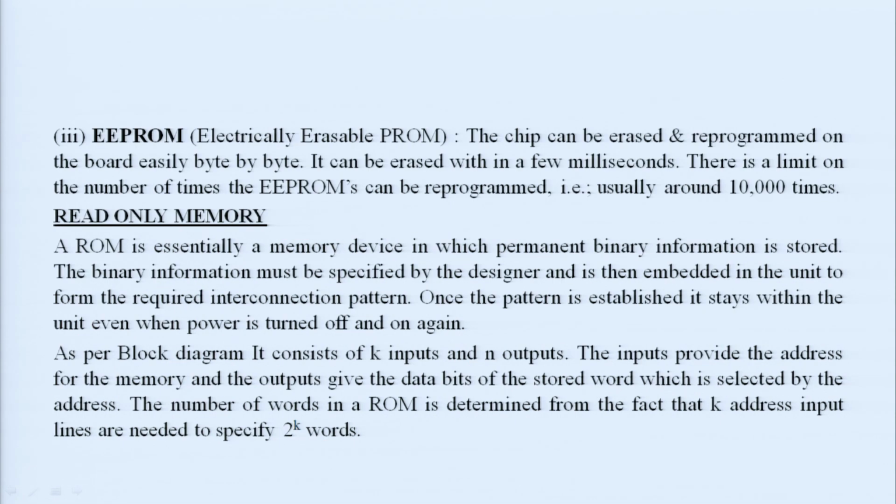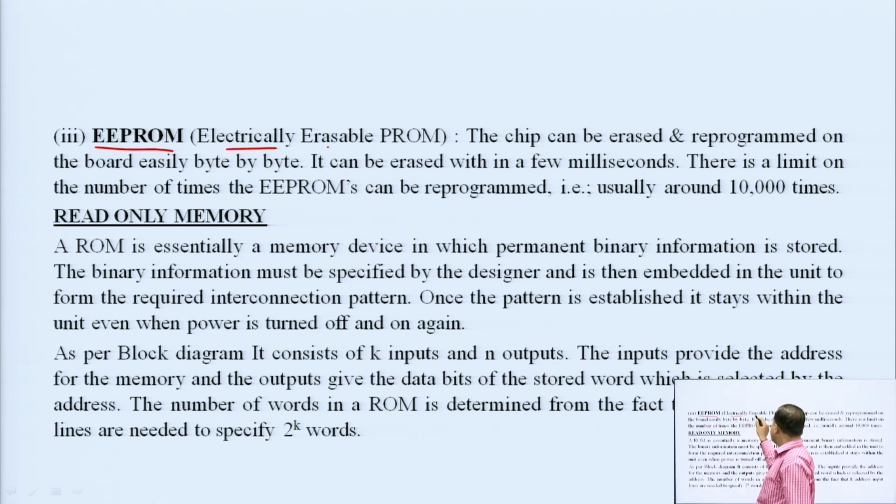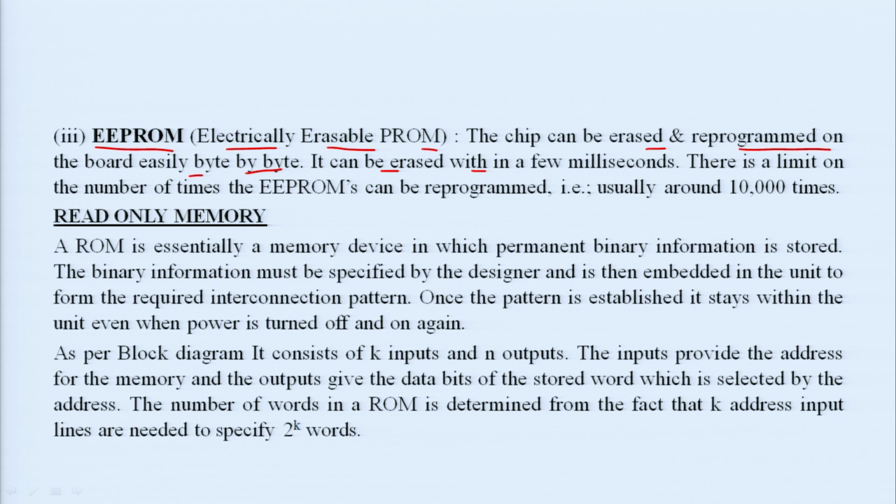Next, EEPROM, electrically erasable PROM. This is the third type of ROM, that is EEPROM. The chip can be erased and reprogrammed on the board easily, byte by byte. It can be erased within a few milliseconds. There is a limit on the number of times EEPROMs can be reprogrammed; usually we can reprogram it 10,000 times.